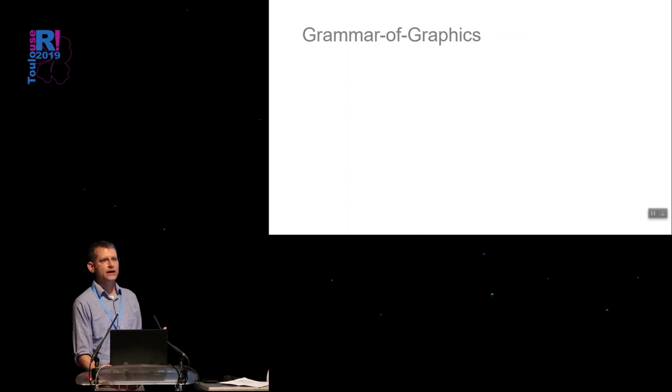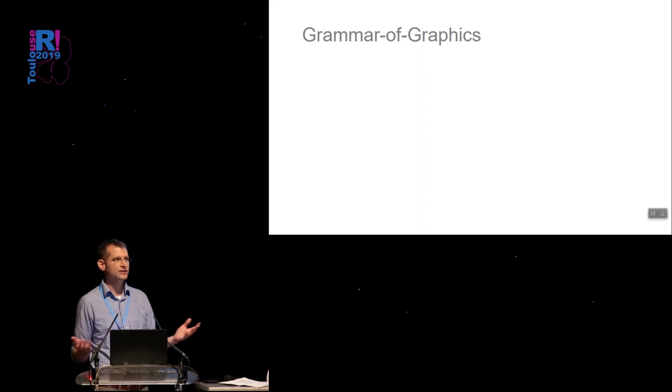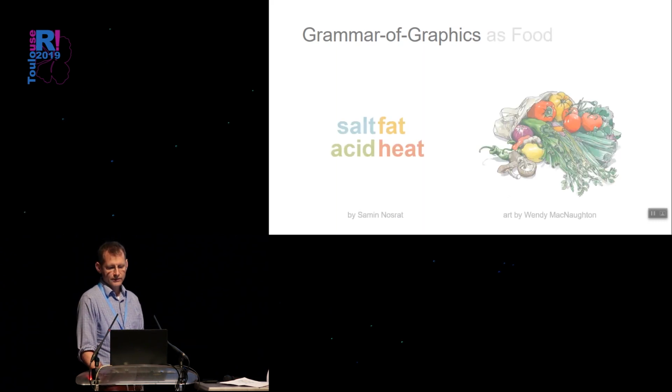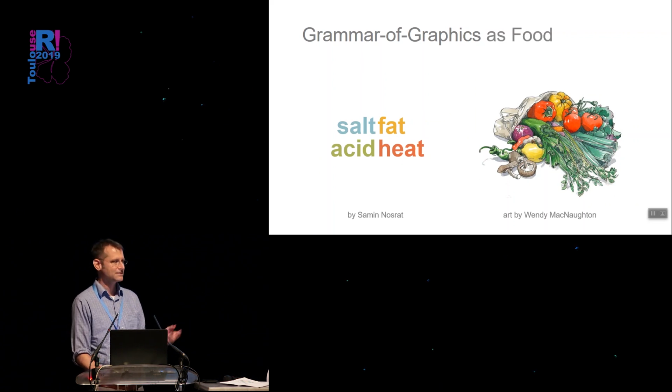And I talked a little bit about Vega-Lite being an interactive grammar of graphics, and I'm sure many of us are already familiar with grammar of graphics. So I thought I would take a little detour through grammar of graphics as food. I'm not sure how many folks would have seen the Netflix series by Samin Nosrat, Salt, Fat, Acid, Heat. I got the book, and it really spoke to me in the sense that for the first time I understood that you could decompose a meal into elements that you should balance. And just to acknowledge the wonderful artwork by Wendy MacNaughton as well.